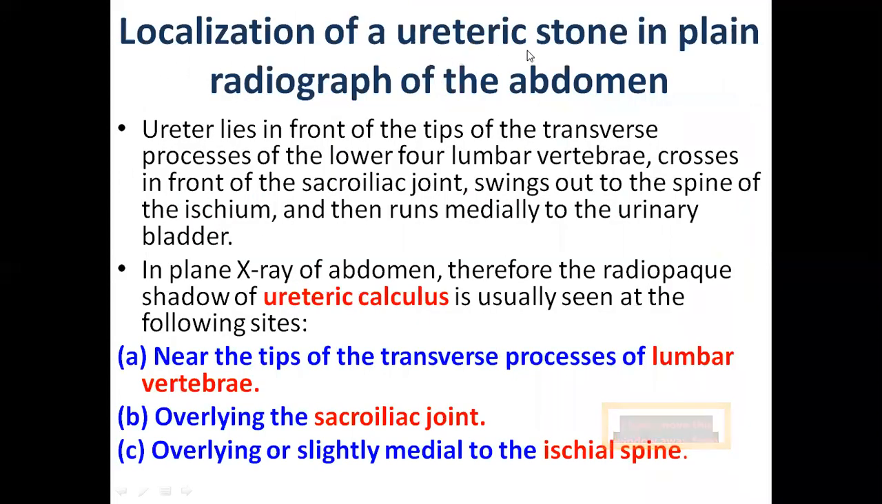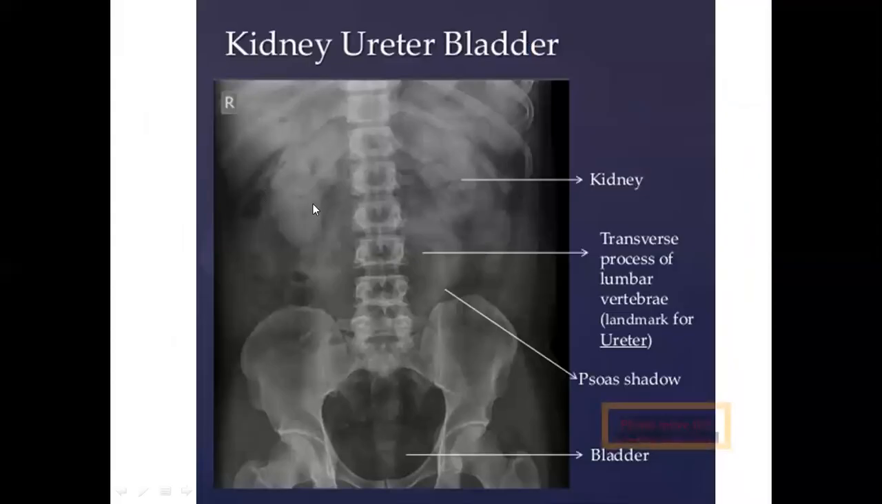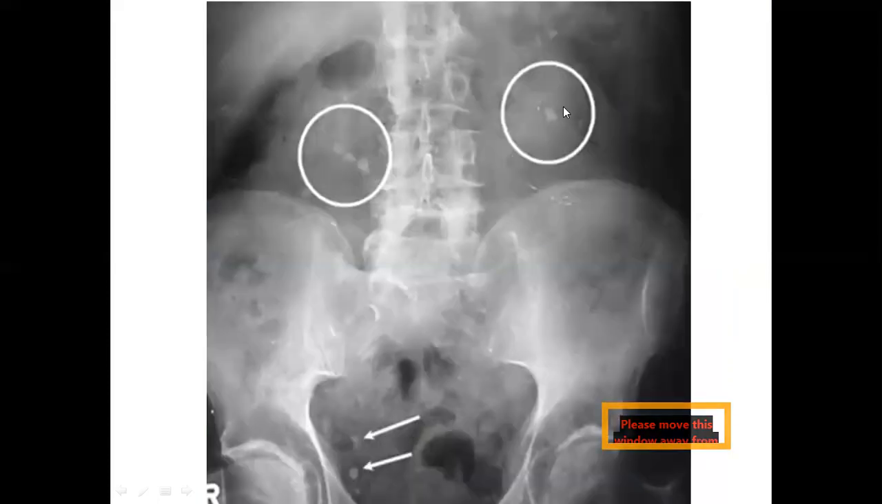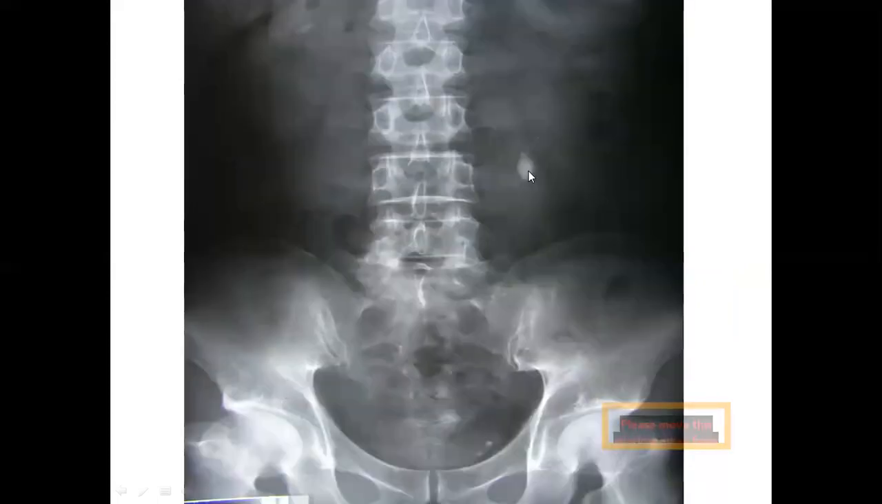Now, localization of a ureteric stone in a plain radiograph of the abdomen. See, this is the radiograph, the X-ray, you are finding. You are finding the shadow of the kidney, the shadow of the transverse processes of the lumbar vertebrae, which is the landmark along which the ureters move, behind which you have the shadow of psoas major, and this is the shadow of the urinary bladder. You can see this is a colic stone. Okay, this is one stone you can see. Now see here.